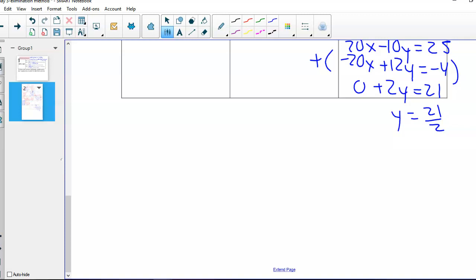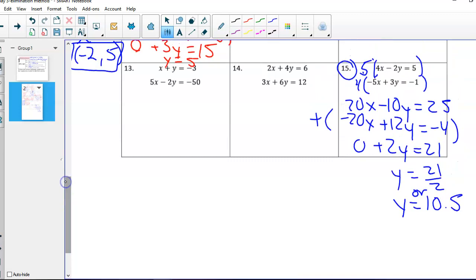In order to make it into a decimal, you could do that too. It's 10.5. So if you wanted to, yes, you could do that. And then we need to put that back into one of them. Which one do we want to put that back into? The one on top, the first one, okay.